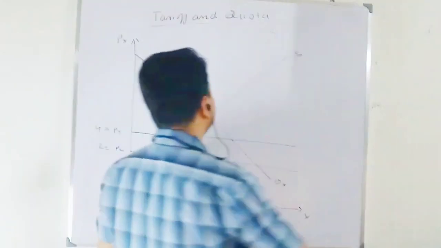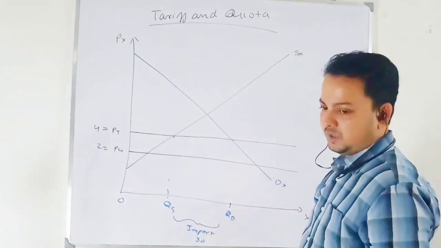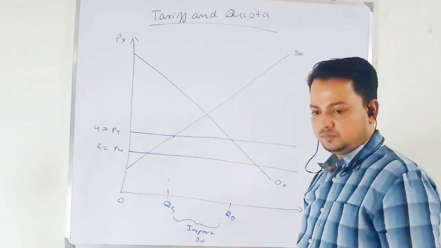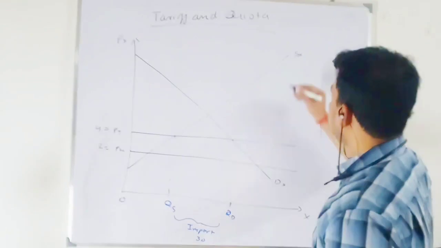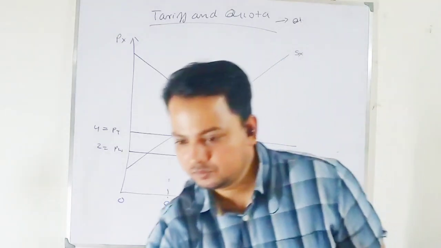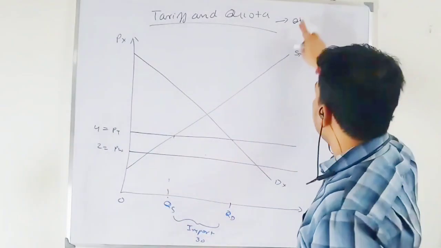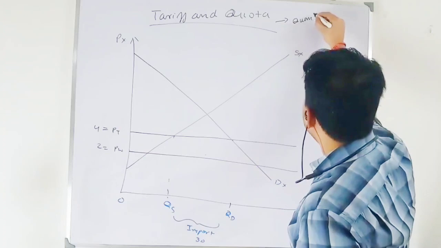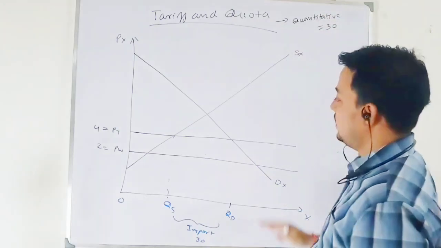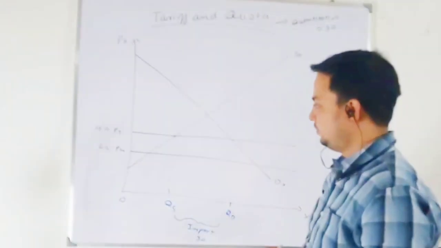In the case of quota, I talk the same thing. So let's put a quota of 30. That means quantitative restriction. I put a quota of 30. So in that case also we get the same result.